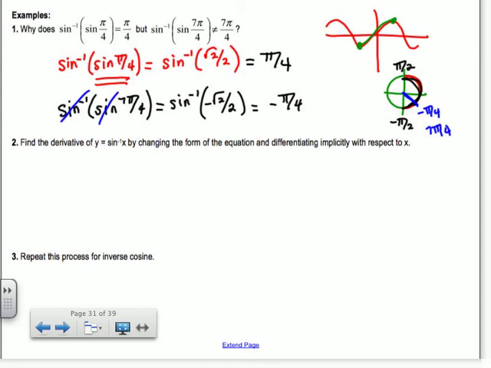Okay, so 2: find the derivative of y equals inverse sine of x by changing the form of the equation and differentiating implicitly with respect to x. This is kind of a weird one. I'll see if I remember all of it. So I'm going to switch it to sine of y equals x, and differentiate. The derivative of sine of y is cosine of y times dy over dx, equals 1. So dy over dx is 1 over cosine of y. But I don't want y to be in my final answer.